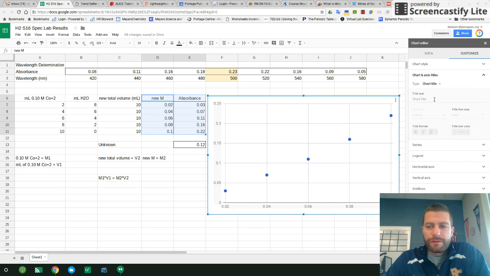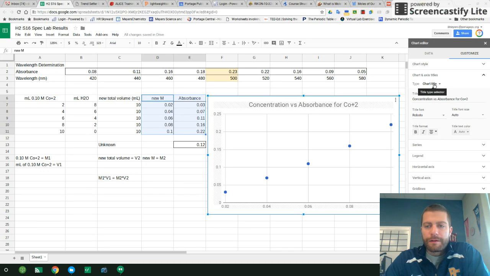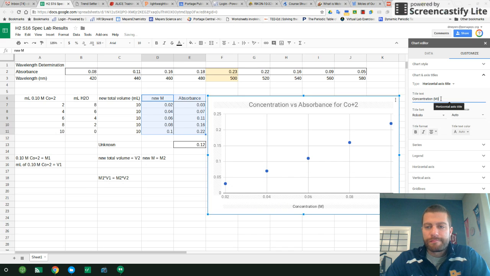For chart and axis titles, we're going to make a chart title, which would be something like concentration versus absorbance for cobalt plus 2. Okay, you can have it left centered or right justified. I go back to type and I change to horizontal axis title. This is concentration in molarity, so just put M. And then I go back, I choose vertical axis title, and I'll put absorbance.